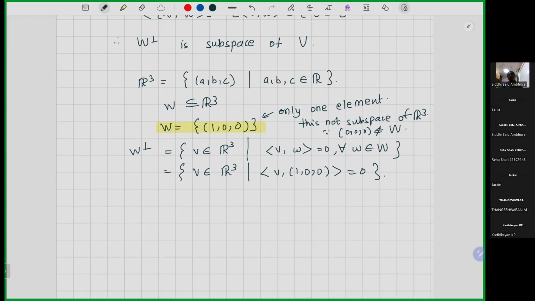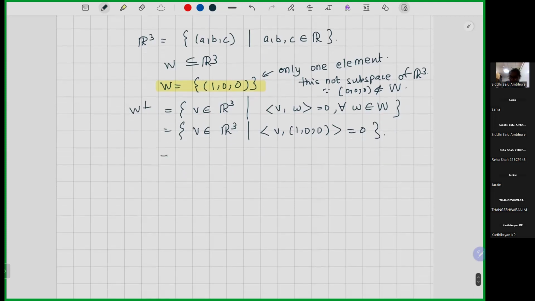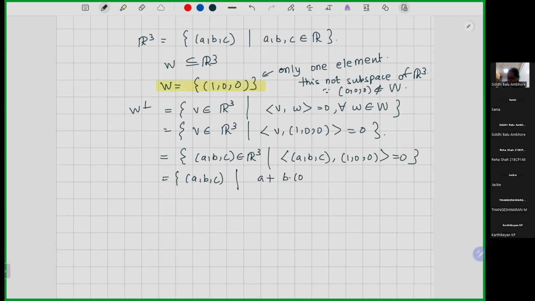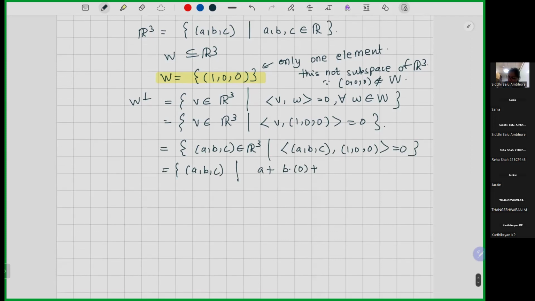Yes, W is not the entire R3. We are collecting only those V's in R3 such that the inner product with W is 0. So we'll take a small v as v equals (A, B, C), and take the inner product. Let us calculate, because it will clarify things. So let me specifically write: A, B, C in R3 such that the inner product of (A, B, C) with (1, 0, 0), in the standard inner product for now, is A plus B times 0 plus C times 0, equal to 0.